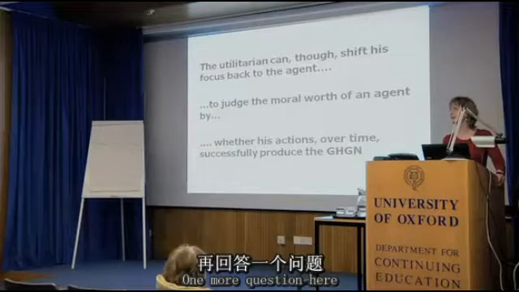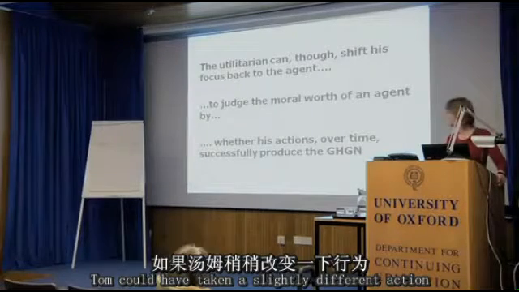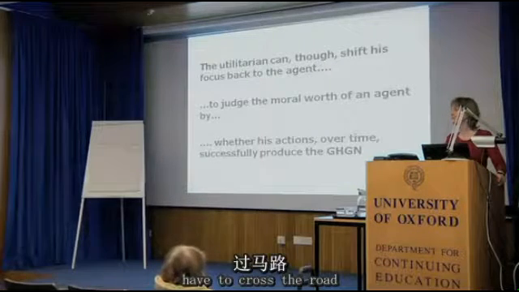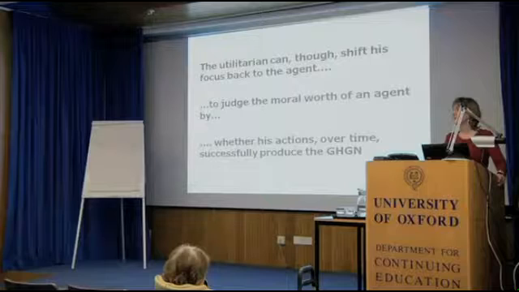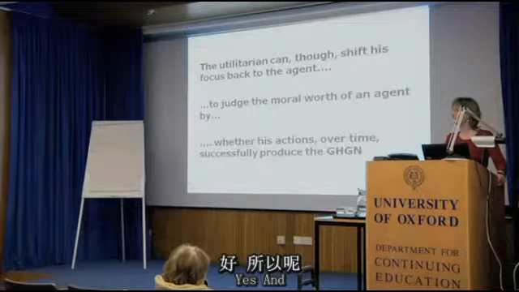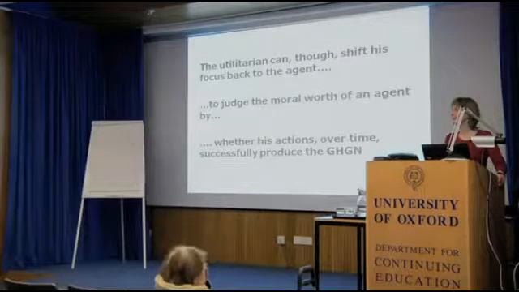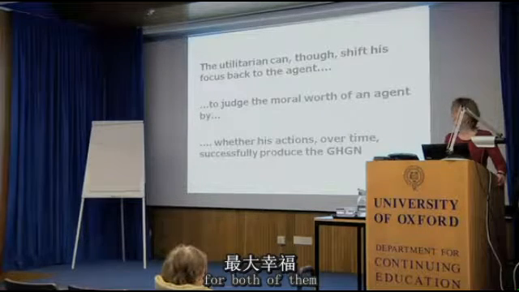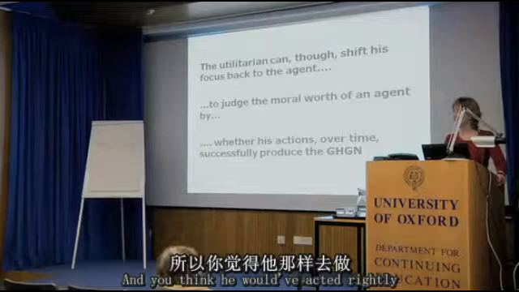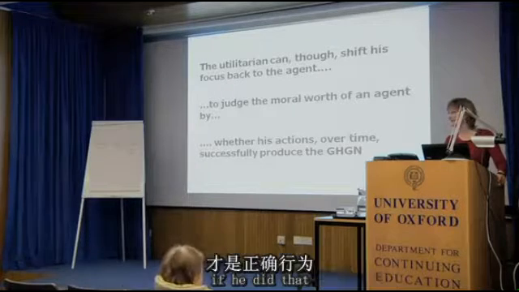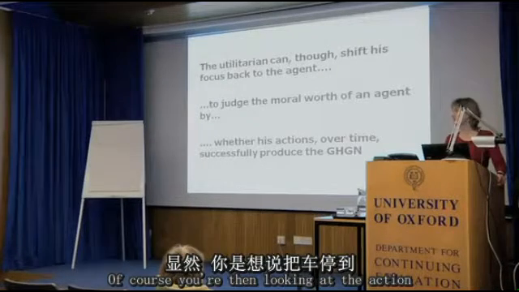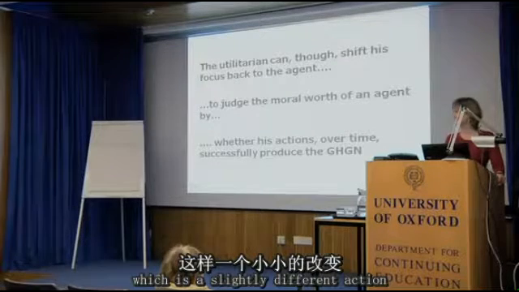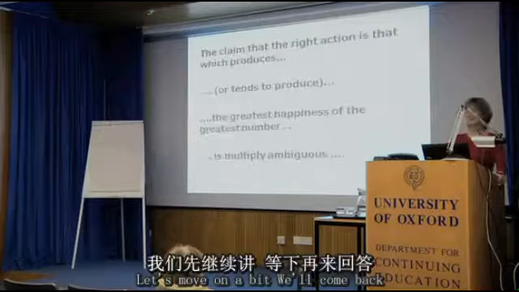One more question here. Tom could have taken a slightly different action by parking on the double yellow line right outside the tea shop so she wouldn't have to cross the road. Yes, and? Well, that would have produced great happiness for both of them. And do you think that he will have acted rightly if he did that? Of course, you're then looking at the action of parking on double yellow lines, aren't you, which is a slightly different action. Let's move on a bit.